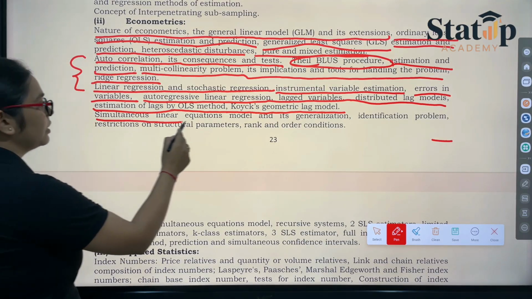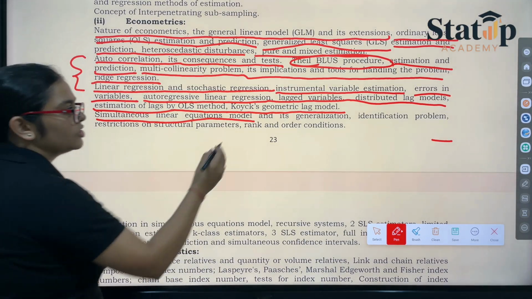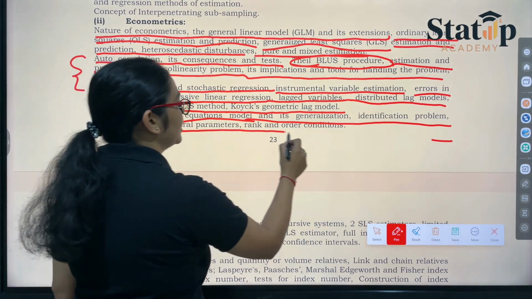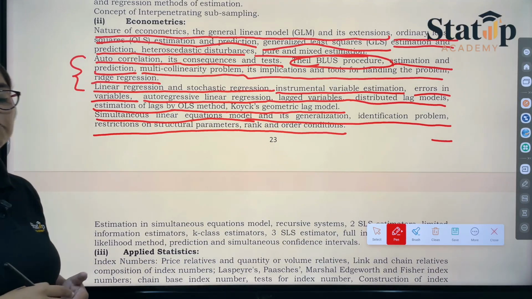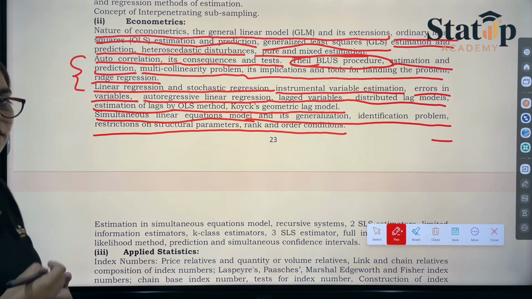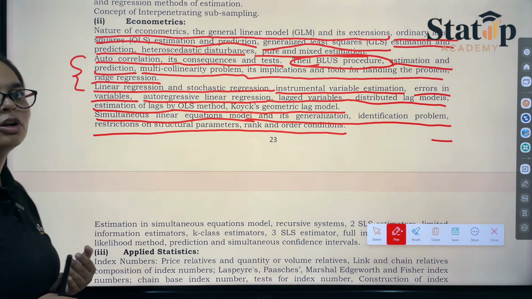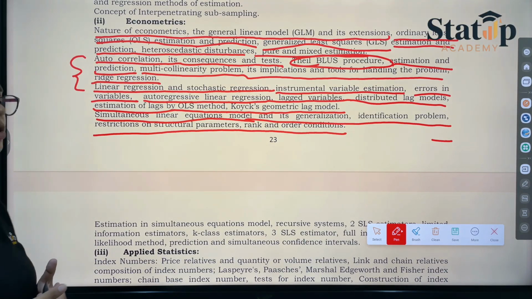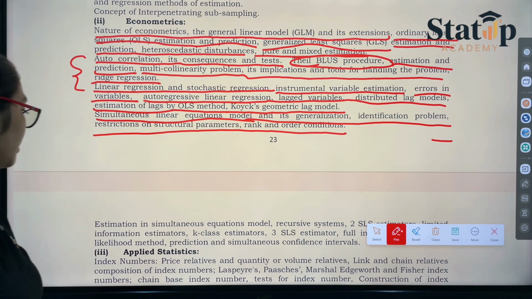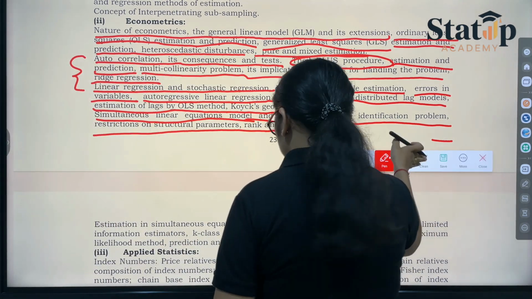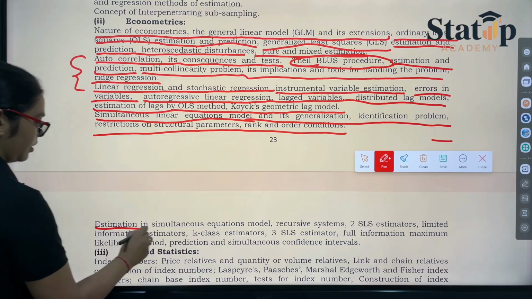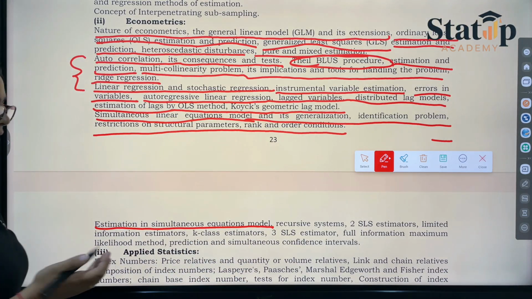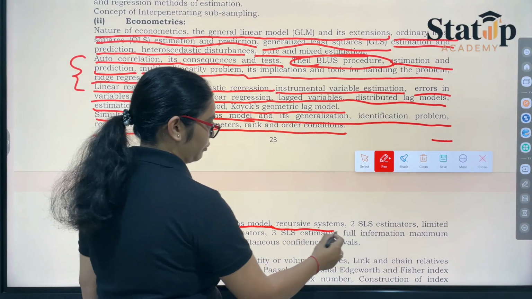Then the simultaneous linear equation model, SEM, and its generalization, the identification problem, restrictions on structural parameters, and rank and order conditions. We have covered SEM and its identification problem, whether it is identifiable or not identifiable, over-identified or under-identified, all of them. Then the rank and order conditions, this also we have covered. Now estimation of SEM, this also we have covered. Recursive systems of models also we have covered. What are recursive systems of models?